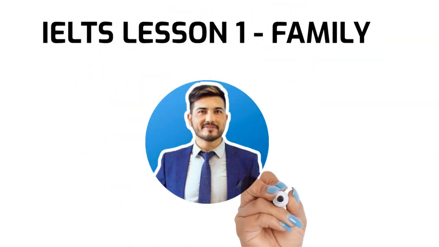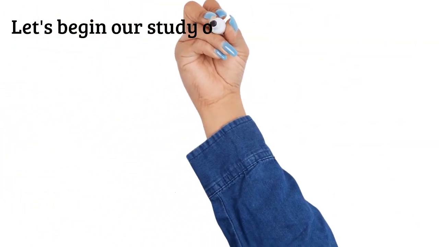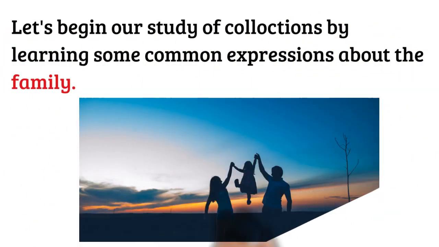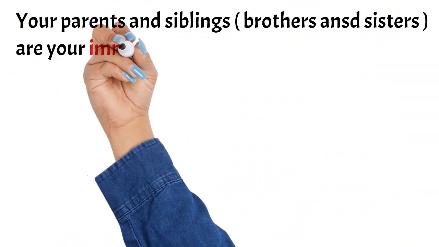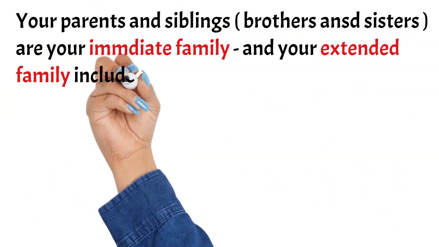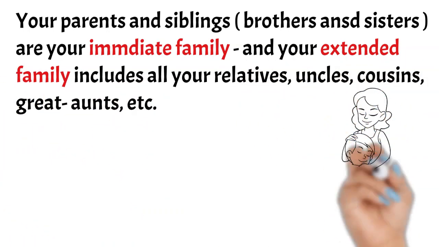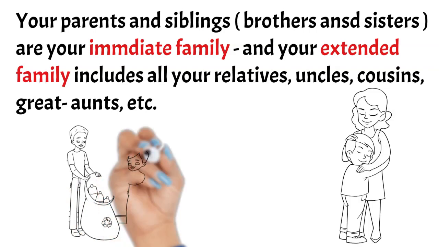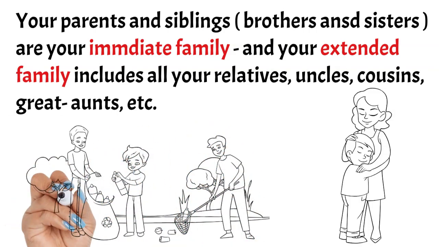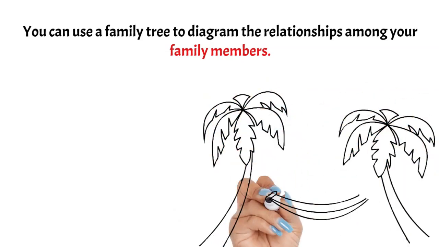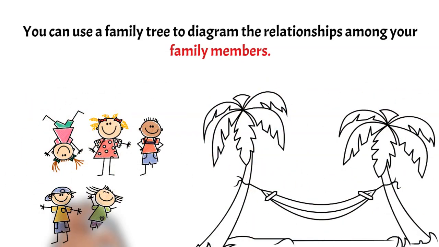Lesson 1. Family. Let's begin our study of collocations by learning some common expressions about the family. Your parents and siblings, brothers and sisters, are your immediate family, and your extended family includes all your relatives, uncles, cousins, great-aunts, etc. You can use a family tree to diagram the relationships among your family members.